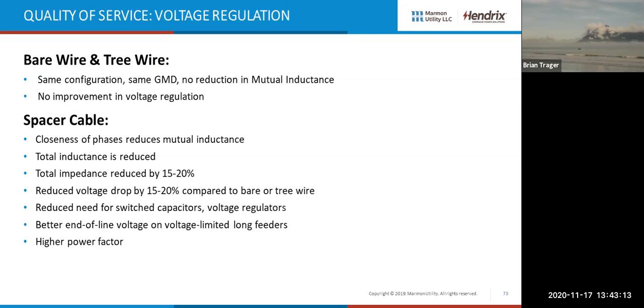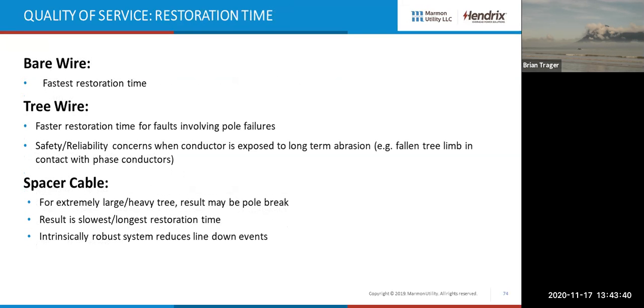Quality of service: bare wire and tree wire have no improved voltage regulation. Spacer cable, the closeness of the phases reduces the mutual inductance. The total impedance is reduced by 15 to 20%. The reduced voltage drop reduces the need for switched cap banks and voltage regulators. We're going to have a better end-of-line voltage on voltage-limited feeders, and as well a higher power factor.